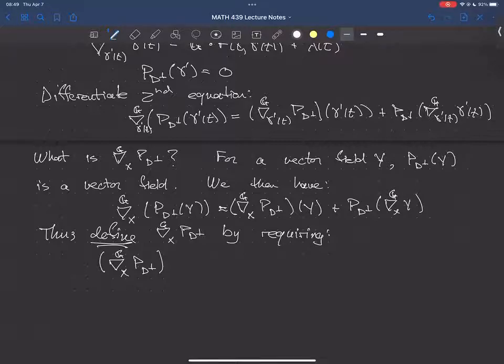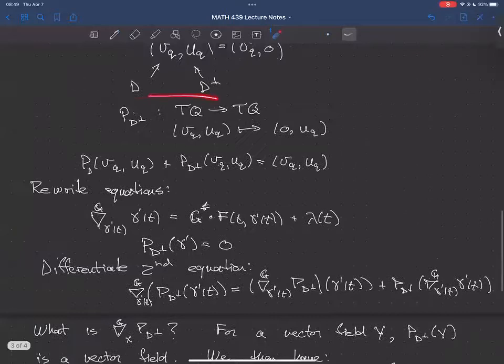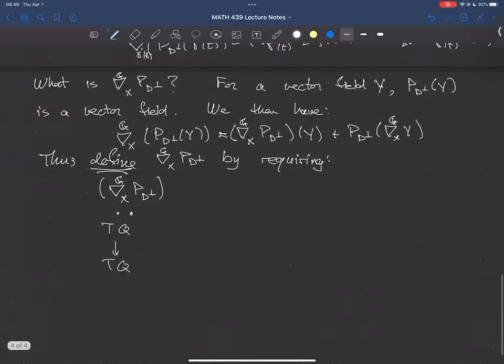This whole object is going to be a linear mapping from TQ into TQ, okay? And that's what P D perp is, right? That's how I defined P D perp up here, okay? And when you differentiate it, you get the same kind of object, okay?